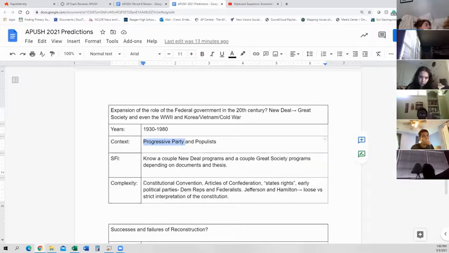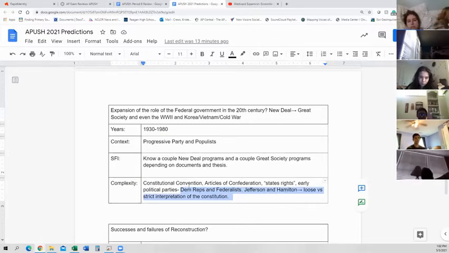If you're looking for complexity, again, pretty much every unit we've talked about has this constant argument about the role of the federal government. It goes back to the Constitutional Convention, Articles of Confederation. You can talk about states' rights. I like a nice specific one: you can talk about Jefferson and Hamilton and the Democratic Republicans, loose versus strict interpretation of the Constitution. That's good complexity.